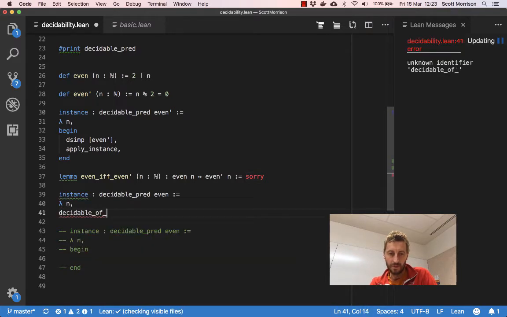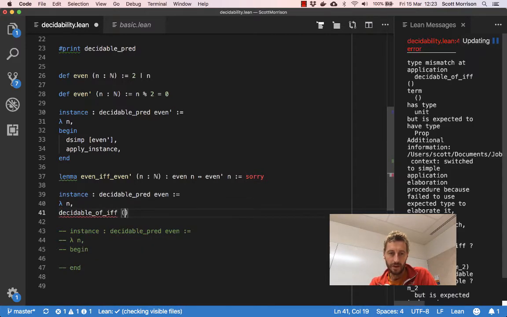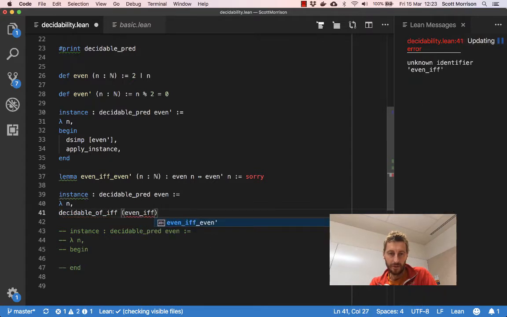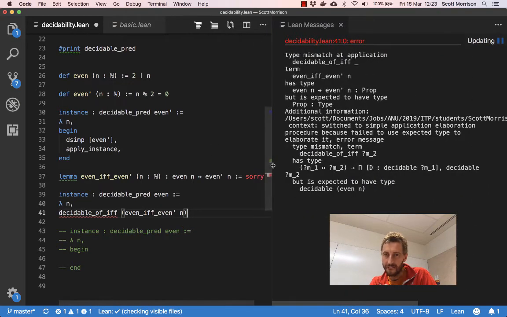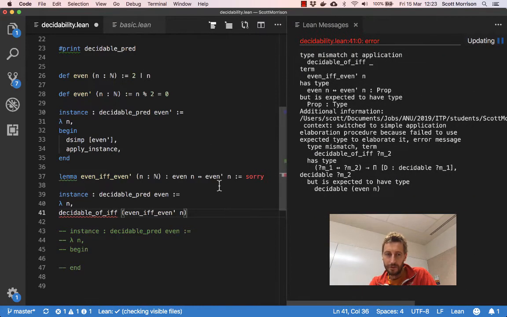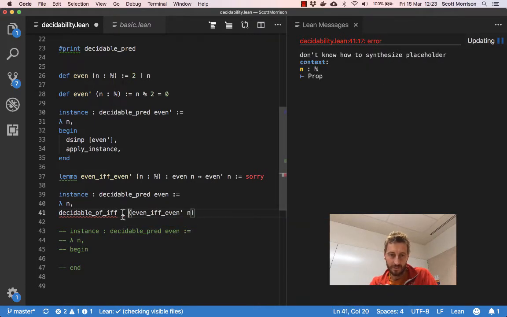So decidable of if and only if, and now we want to hand it that. Lean complains that the arguments weren't quite right. The first argument was meant to be a proposition. Oh, I see. For some reason, that's not an implicit argument.